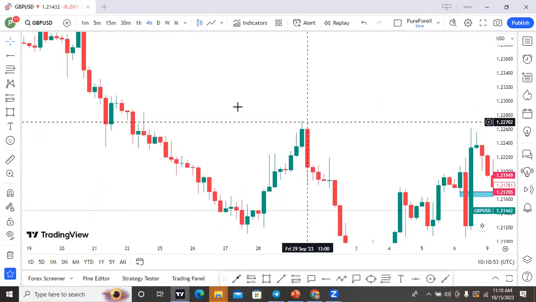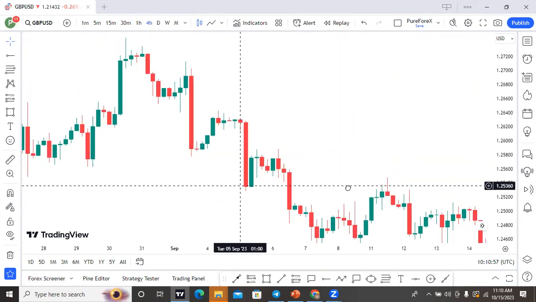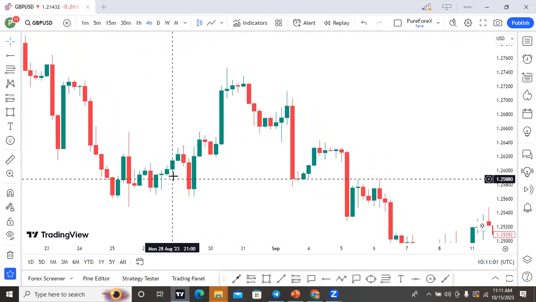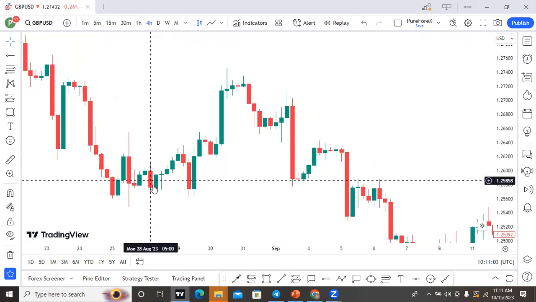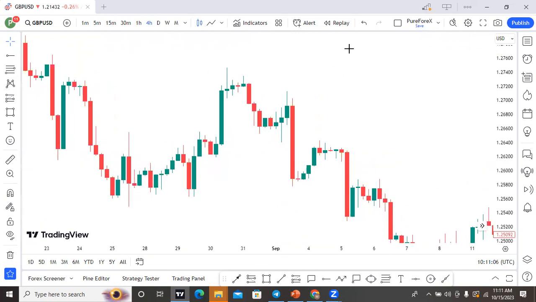Let's continue. I will show you a Quasimodo on the H4 time frame. When you look at this H4 time frame here, the market was actually moving. Let me do something here.